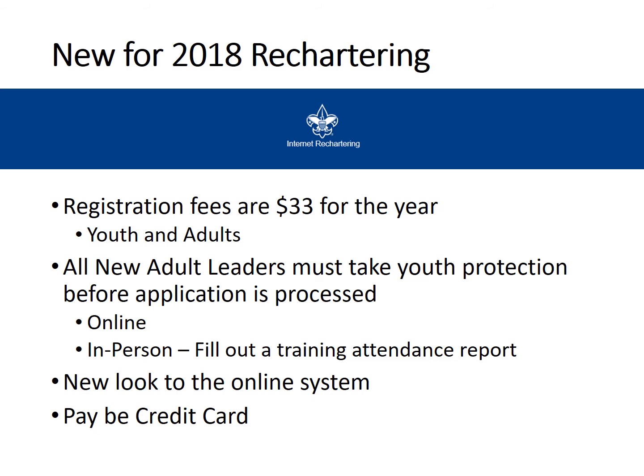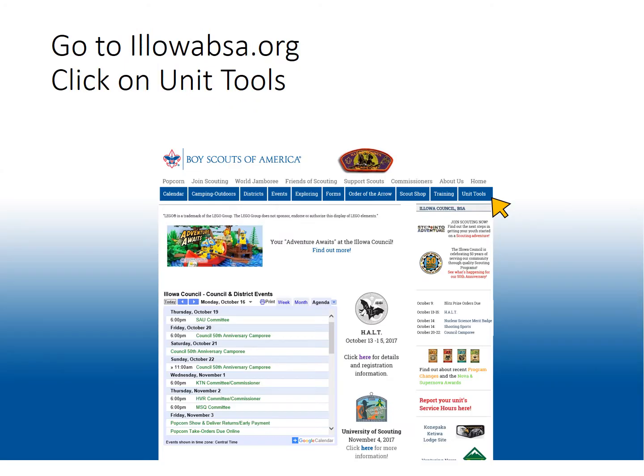You will also see that the online system is going to look a little different. And finally, you will be able to pay by credit card. First, open up an Internet Explorer browser. You cannot use any other browser, so you just want to be mindful of that. When your Internet Explorer browser is up, click on your search engine and type in iowabsa.org.